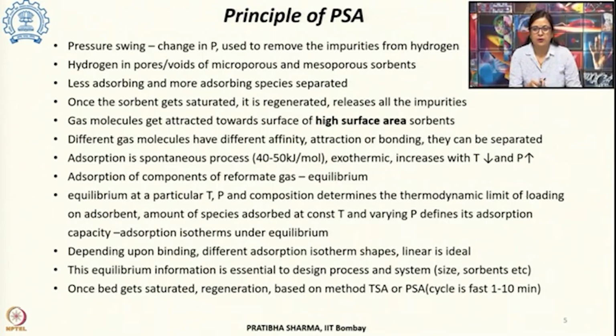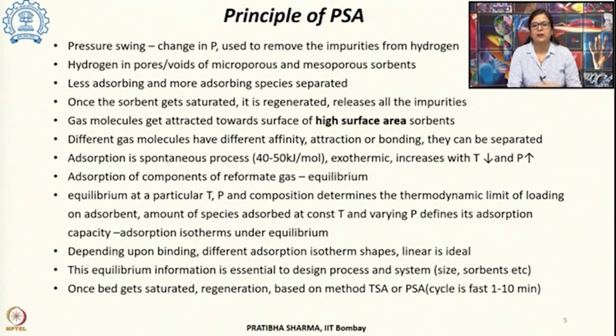Now there are different sorbents used in the process. These can be microporous or mesoporous. When the feed gas is allowed to pass through the sorbents, then the impurities or contaminants get adsorbed onto the sorbent. However, the hydrogen remains in the pores or voids unadsorbed. So this is a sort of separation process where a species which adsorbs gets separated from the one which is either less adsorbed or not adsorbing.